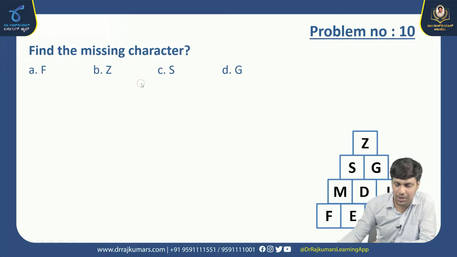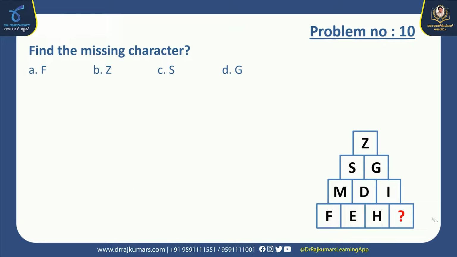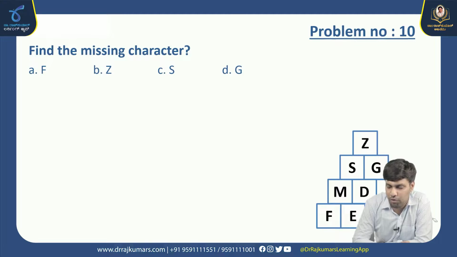Moving on to our last question. Problem number 10. Find the missing characters. Here we see the boxes placed one above the other. In the fourth row we have 4 boxes. In the third row we have 3 boxes. In the second row we have 2 boxes and in the last row we have 1 box. Let's check it out. What is the hidden pattern here?